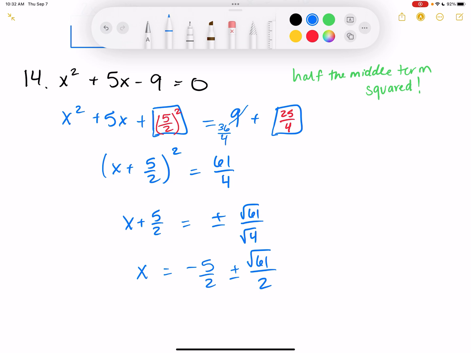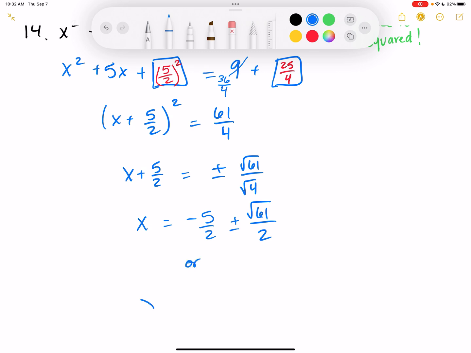And it's fine to leave it like that. Since they have the same denominator, you can combine them. So you can leave it like that, or you can write it as x is equal to negative 5 plus or minus the square root of 61, all over 2. So same thing either way. The book doesn't show me right here which way they write it, so just pick your favorite.